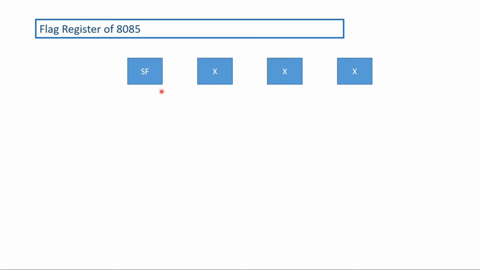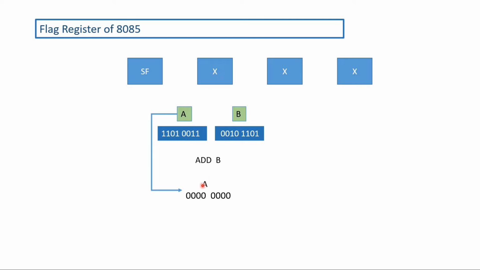So let's see, the first of them is the sign flag. To understand the sign flag we have to consider an ALU operation. Let's say in A register there is a value D3 hex and in B register there is a value 2D hex. So you have written an instruction as ADD B. You already know that ADD B means you have to add the contents of B register and A register together and store the result in A register itself. So while executing this command, the value of A register gets changed to 00 hex.